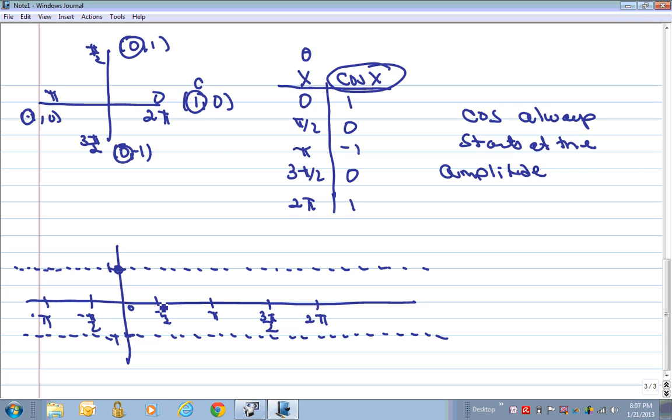At pi over 2, we are back to the axis. At pi, we're to the bottom of the amplitude. At 3 pi over 2, we're back at the axis, or 0. And at 2 pi, we're back at the top of the amplitude. So this graph looks like this if I draw it in. And if I were to shift it over pi over 2, then it would look just like the sine graph, okay? Because they are very related.